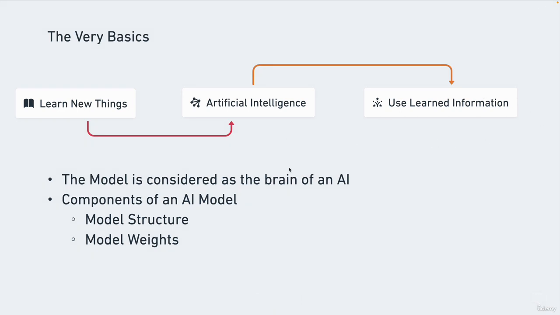Now, the base components of an AI model are two things: the model structure and the model weights. The model structure is kind of an empty brain. The model weight is what contains the crucial information. The structure can be kept the same and the weights can be changed for doing different variations of tasks.